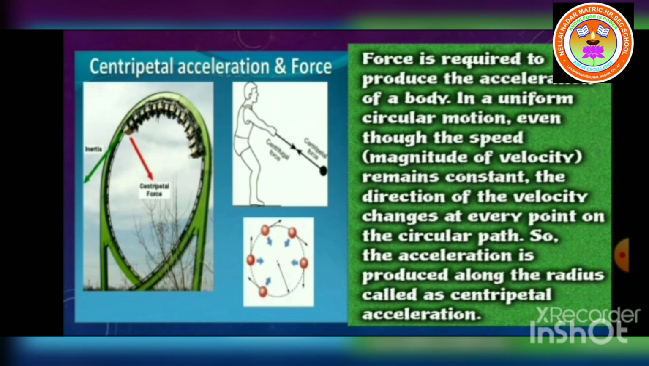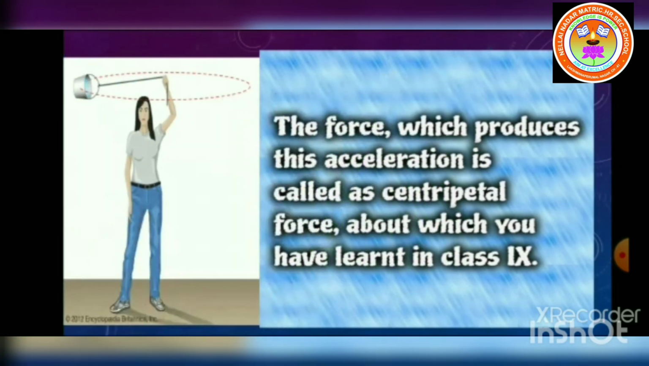In a uniform circular motion, even though the speed, that is the magnitude of velocity, remains constant, the direction of the velocity changes at every point on the circular path. So the acceleration is produced along the radius, called centripetal acceleration. The force which produces this acceleration is called centripetal force, about which you have learnt in 9th standard.